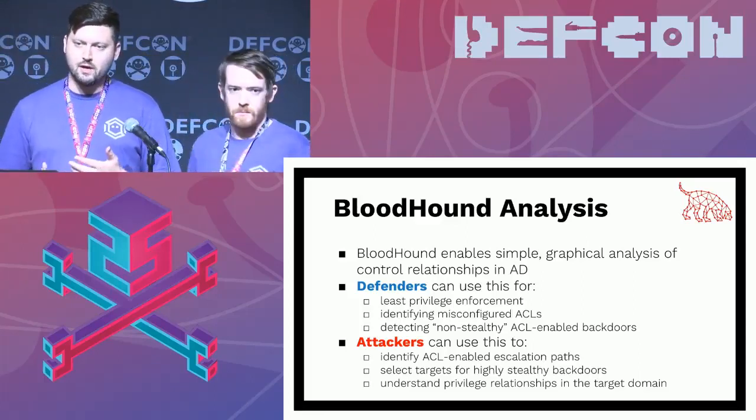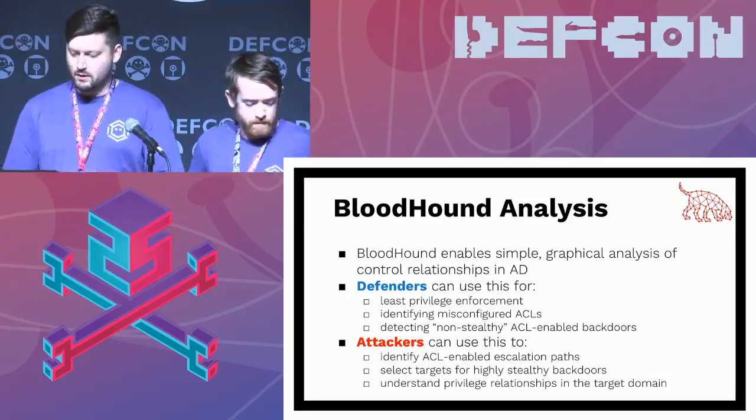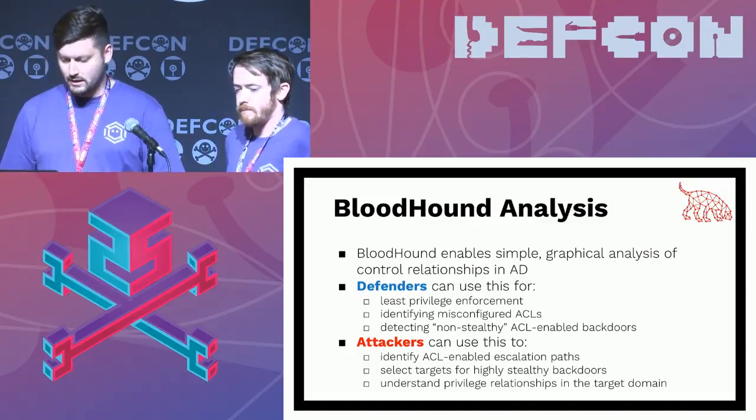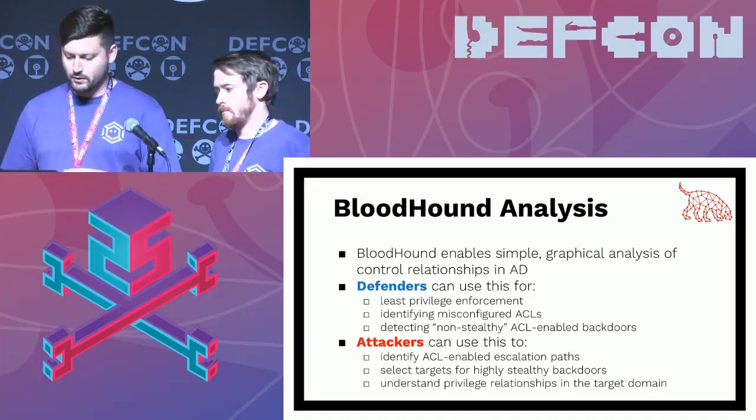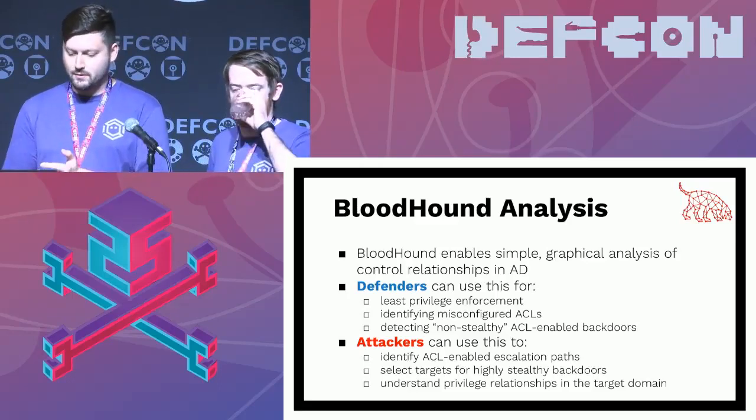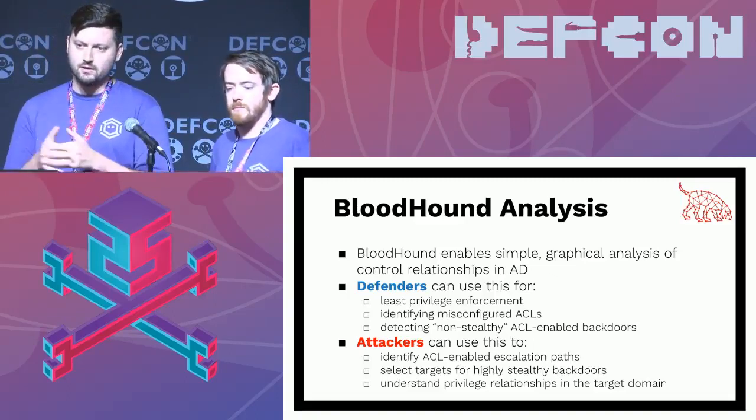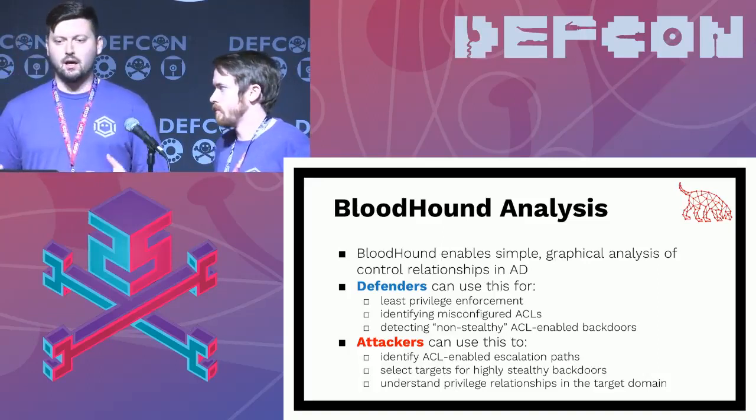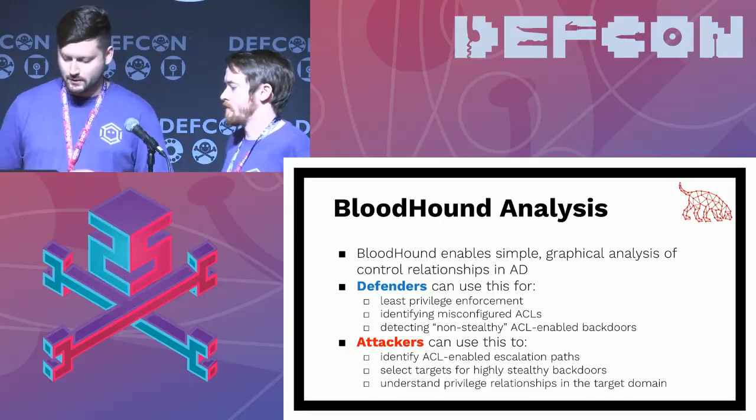So for defenders, we hope that you can use this for enforcing your least privilege policies, for identifying what ACLs may be misconfigured and giving people more privilege than they actually need, and then detecting some of the more non-stealthy DACL-based backdoors. As an attacker, we can use this to find ACL-based escalation paths. We can also look for principals that are interesting for us to backdoor based on the existing privilege that they have. And then we can also understand the existing situation with ACLs and, do we really care about being sneaky in the first place?